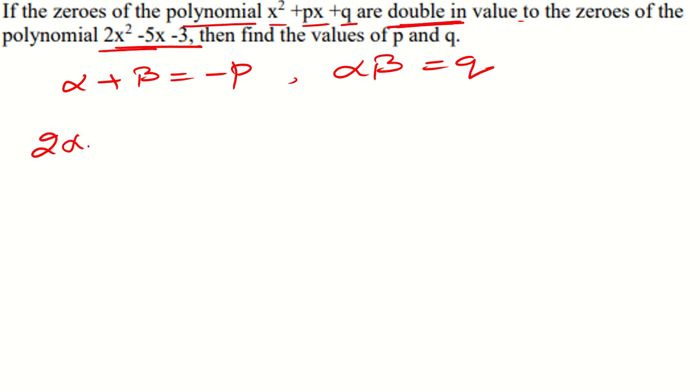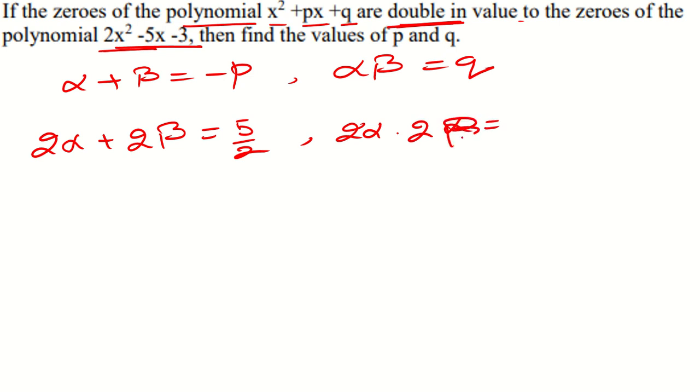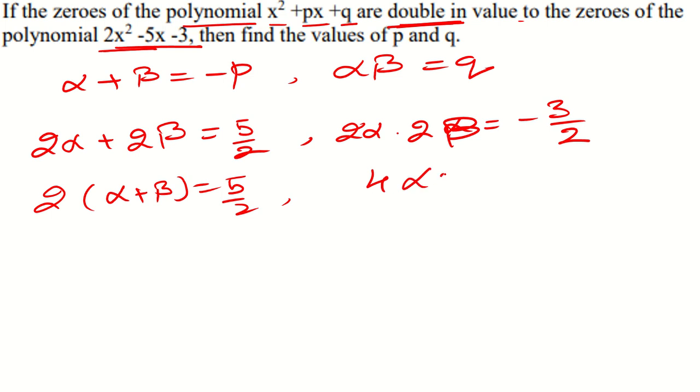So doubling the values means 2 alpha plus 2 beta is equal to plus 5 over 2, and 2 alpha into 2 beta is equal to minus 3 over 2. Now here we can take 2 common, so alpha plus beta is equal to 5 over 2, and here 4 alpha beta is equal to minus 3 over 2.